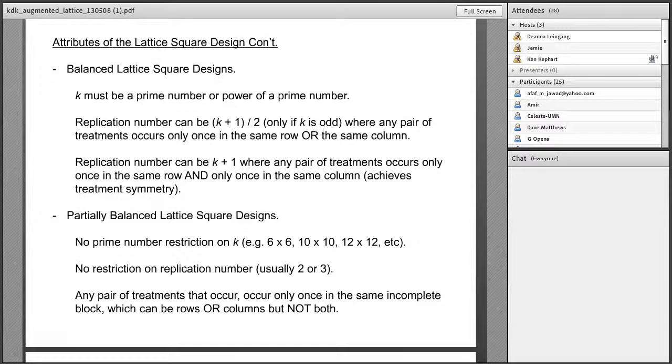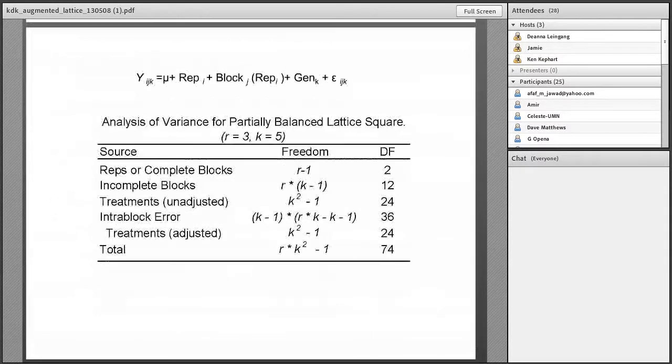The other category are partially balanced lattice designs, and just about every lattice square experiment that I've conducted and those that I've seen conducted by other researchers fit into this category. There is no prime number restriction, or at least in theory, if there is a prime number restriction, it's largely ignored. And so you can have block sizes of 6x6, 10x10, 12x12, so forth, that don't fit the prime number definition. There's no restriction on replication number, as there would be in a balanced lattice design, and most frequently you see these replicated either 2 or 3 times.